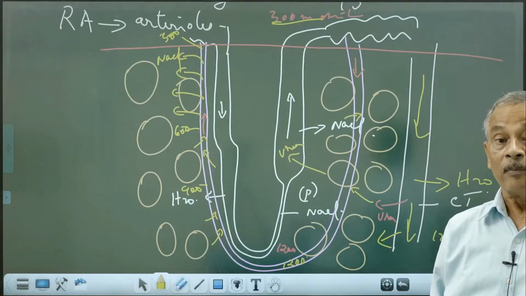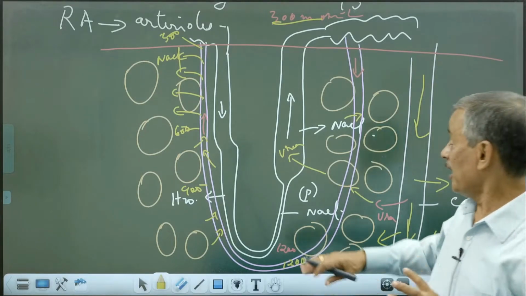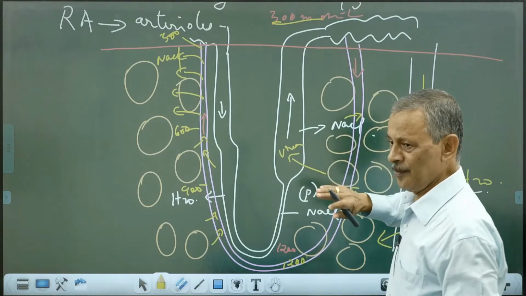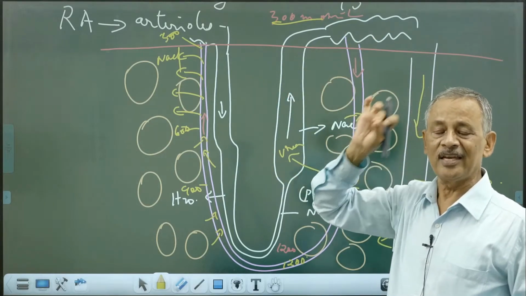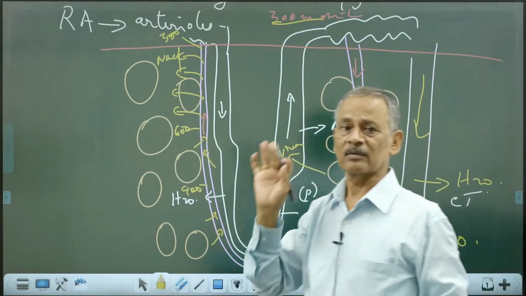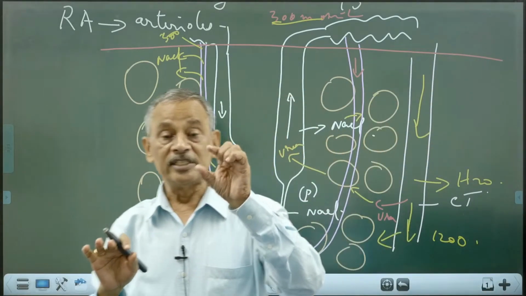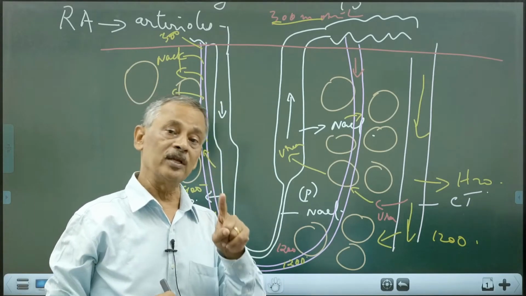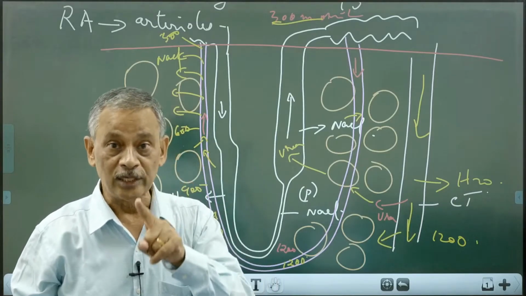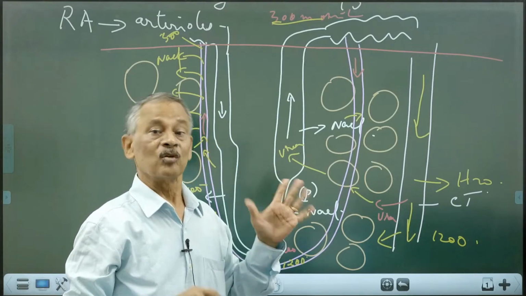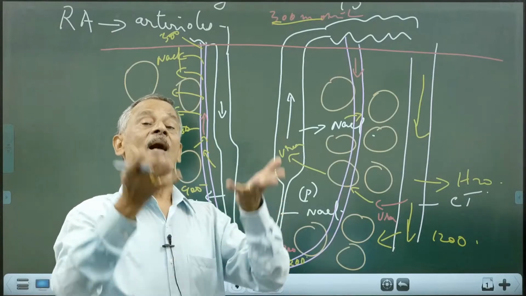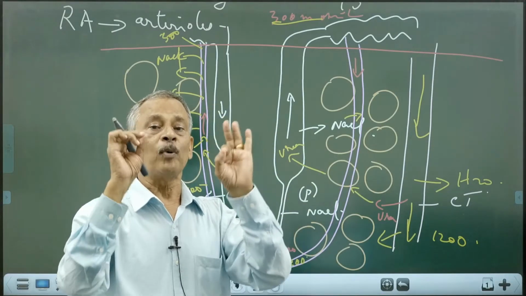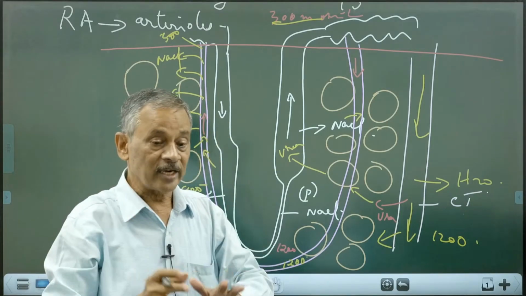Thus, by maintaining a high osmolarity gradient between the cortex and the medulla, most of the water, 99.9% of the water, is absorbed. Remember, our GFR is 180 liters per day, but we are sending only 1 to 1.5 liters of urine a day. So what happened to the remaining? They are all absorbed back. So most of the water, 178.5 liters of water, is absorbed back.